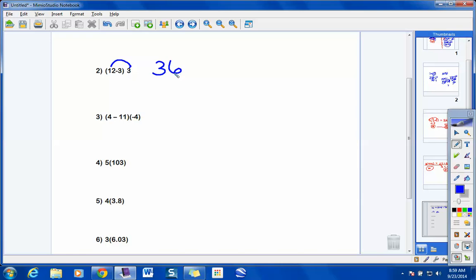9. Negative 9. So I'm going to write minus 9 here. Why am I putting a minus 9? Because it's 3 times a negative 3, right? Yeah. Okay. What is 36 minus 9?